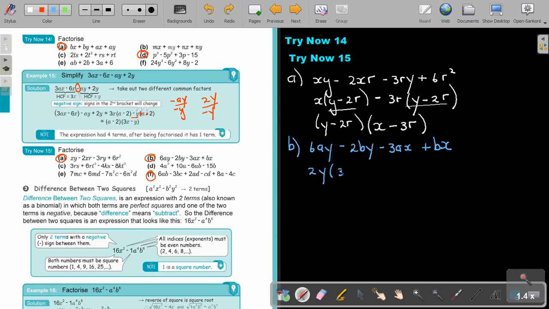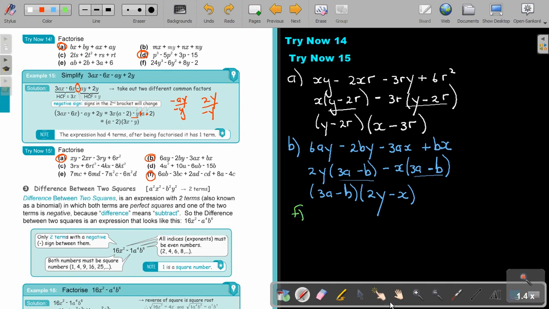If I divide, I get 3a. If I divide, I get negative b. Minus x. If I divide, I get 3a. And if I divide, I get negative b. Okay, so I take it out as 3a minus b. If I divide, I get 2y. And if I divide, this cancels, I get negative x. Okay, and then the final one, number F.